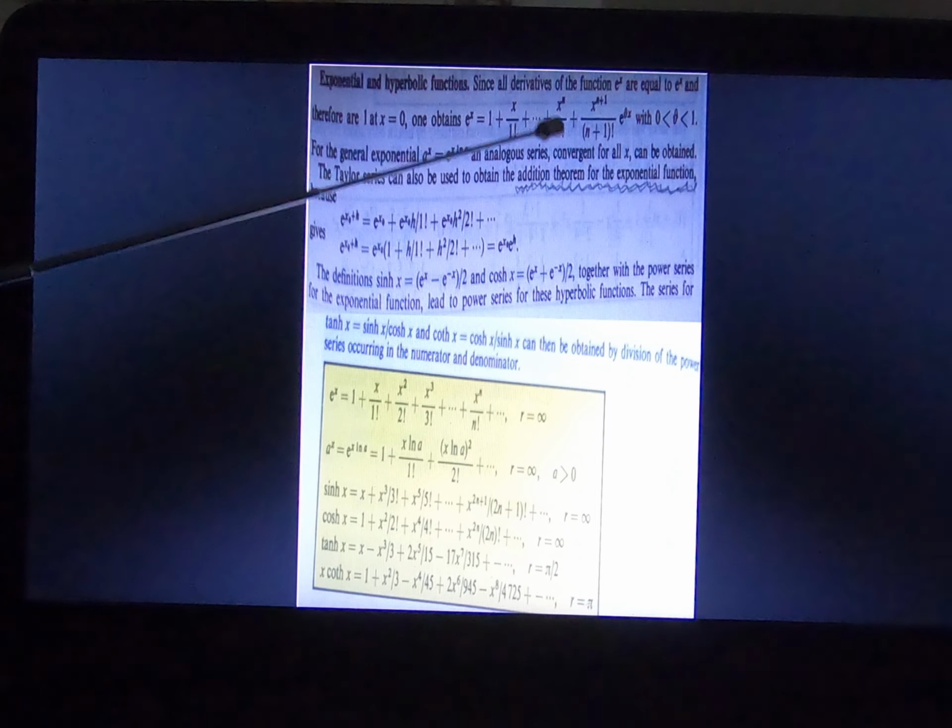And you can see these are the examples. And then the relationship between hyperbolic and circular function is here. And you can use the expansion of the exponent and get all this expansion of hyperbolic function.